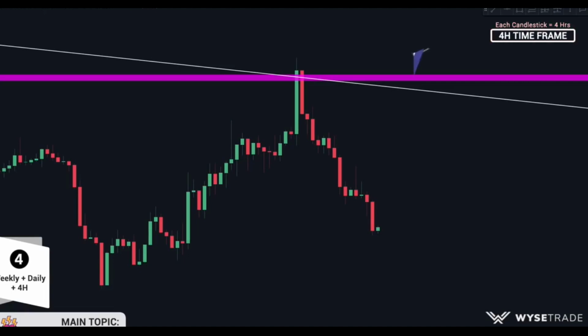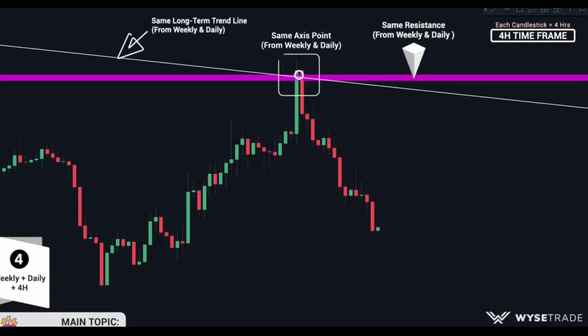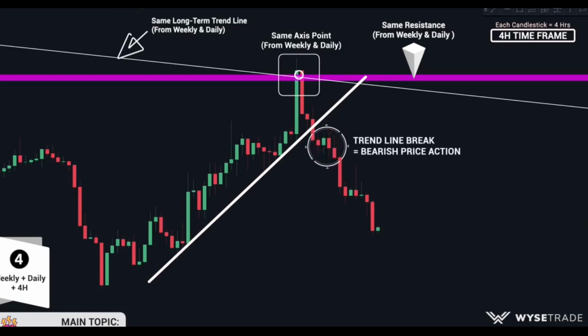Here on the 4-hour time frame, you have your weekly and daily resistance, weekly and daily trend line, and weekly and daily access point. You then have your short-term trend line here. And once price hits the access point and then breaks the short-term trend line, your short-term trend turns bearish and matches the long-term bearish downtrend. And this is when you start looking for trade entries short, as all time frames are bearish and confluent.